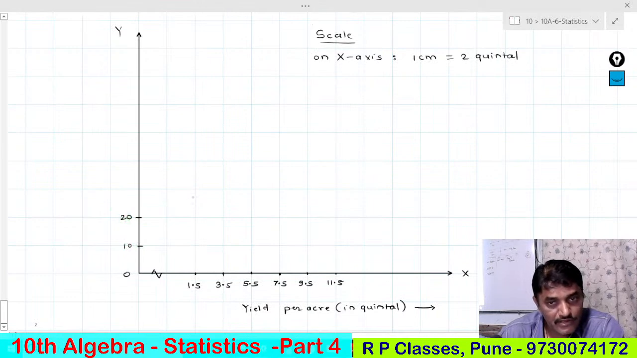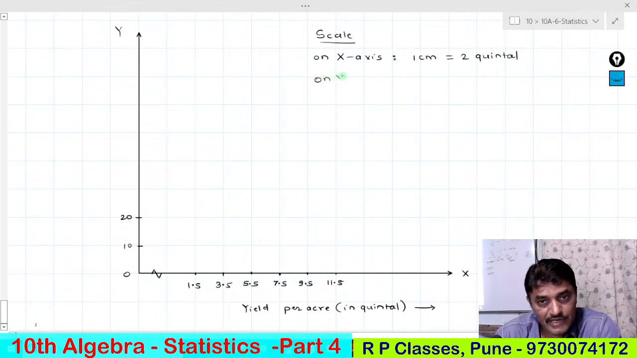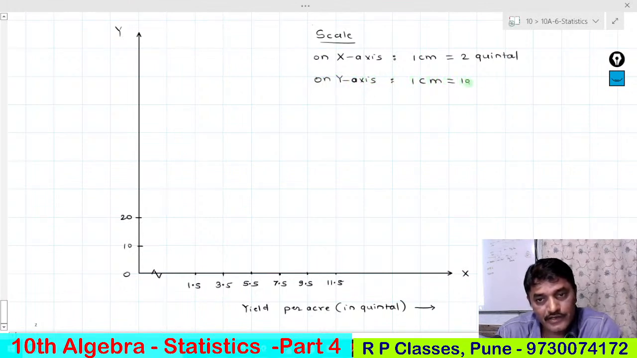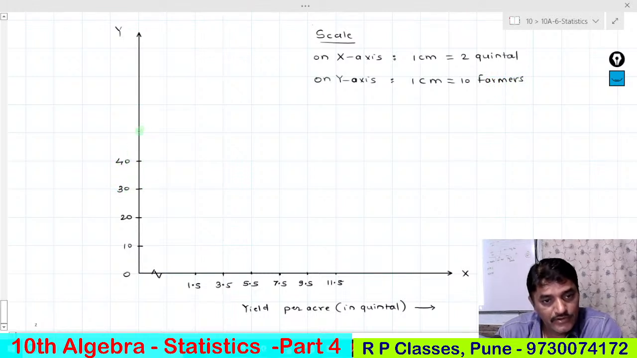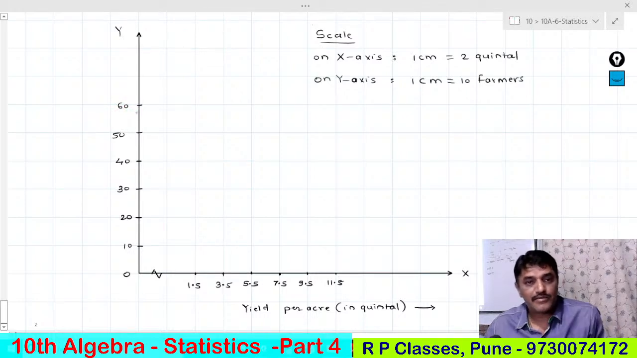तो on y axis क्या लिखेंगे? क्या है ये 10? इसका यूनिट क्या है? 10 फार्मर्स। तो 10 20 30 40 50 and 60। Is this okay? बस अब मुझे क्या करना है?